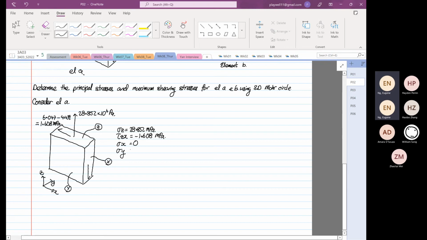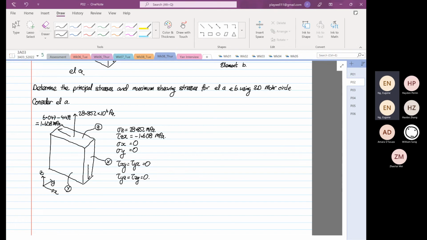Stress Y is also equal to 0. And the rest of the shearing directions, our shear XY, which is equal to our shear YX, is equal to 0. And our shear YZ is equal to shear ZY, also equal to 0. Okay, so now we are going to construct the 3D Mohr circle.